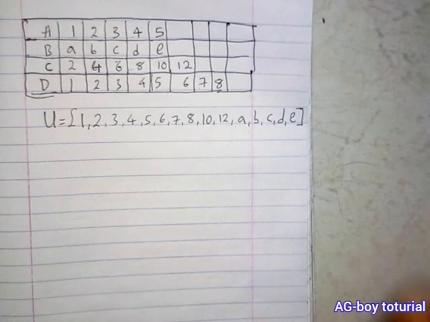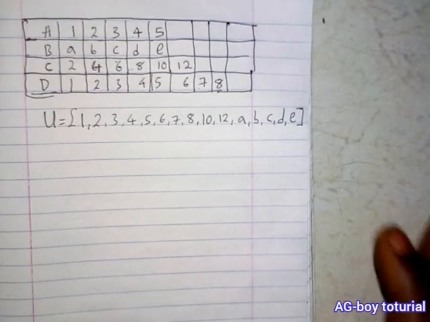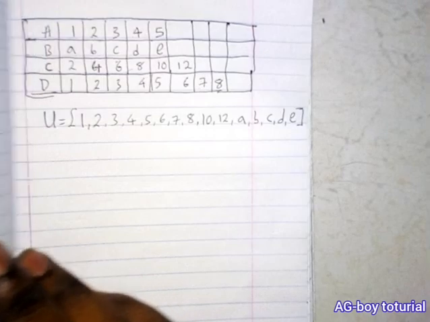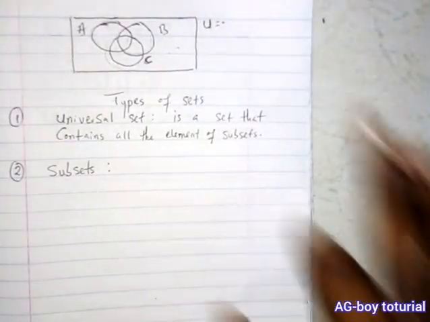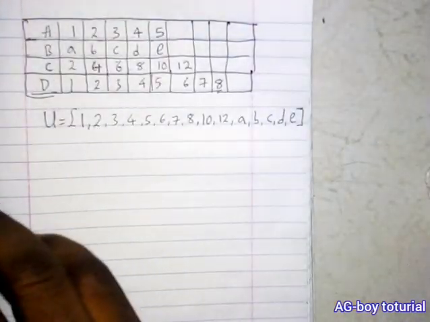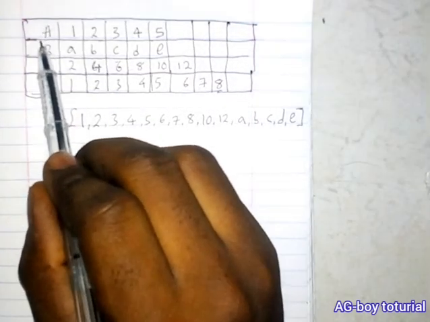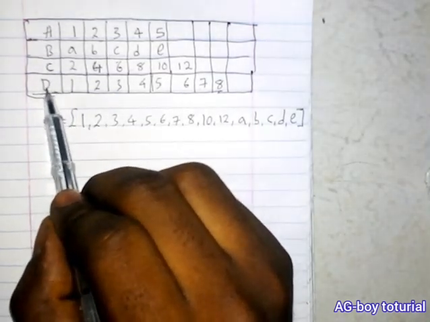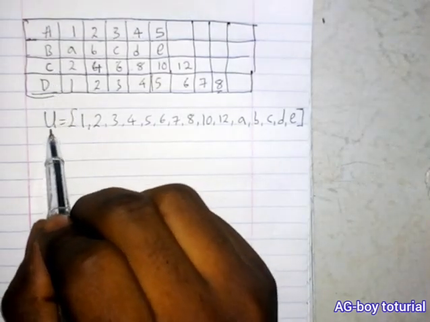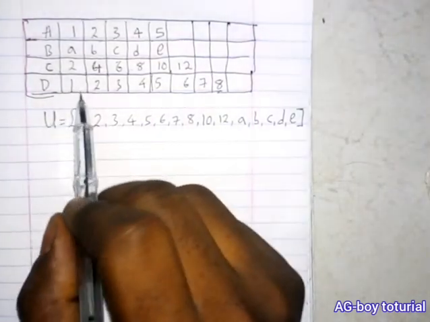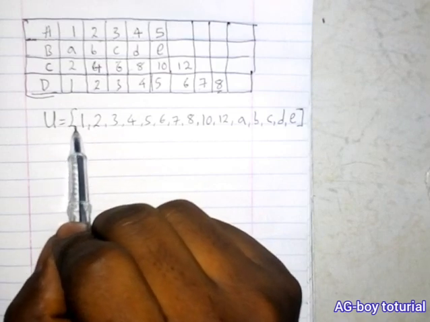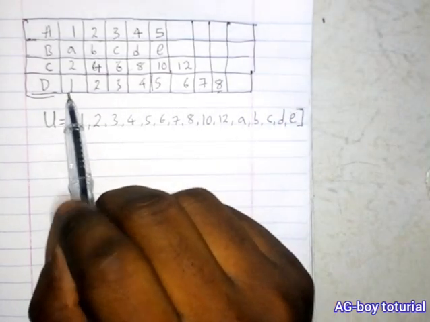All these are the universals. They are all the elements. Now, for my subsets, I can say A, B, C, and D are the subsets of U because they contain all the elements. They are all under U.